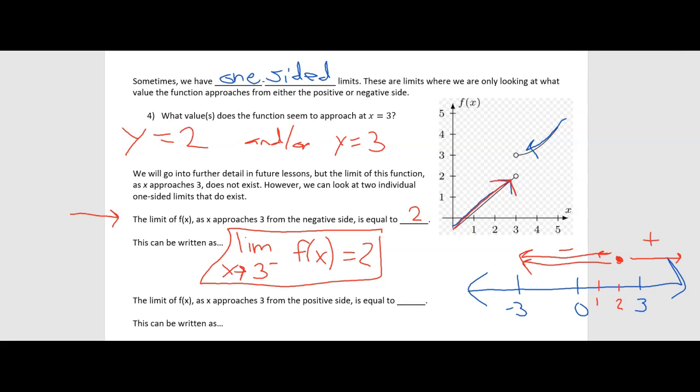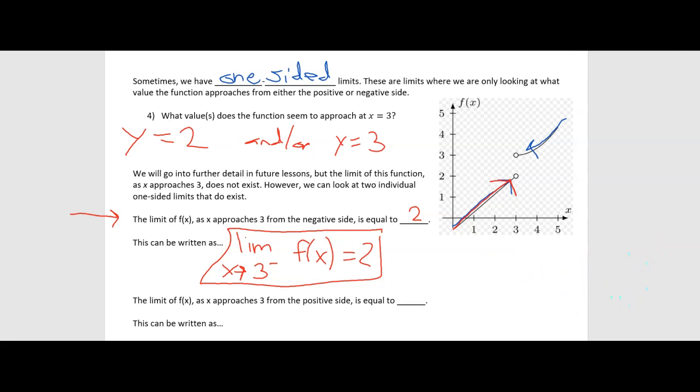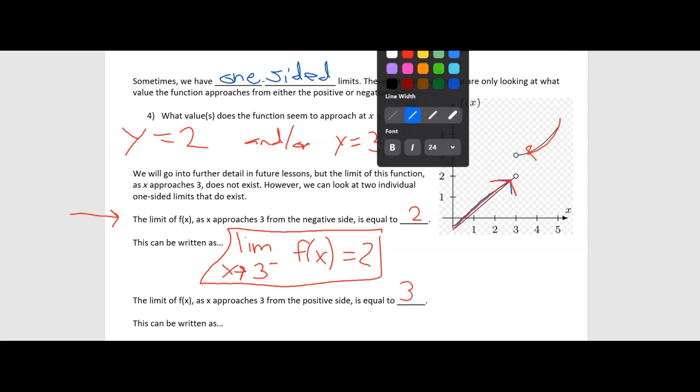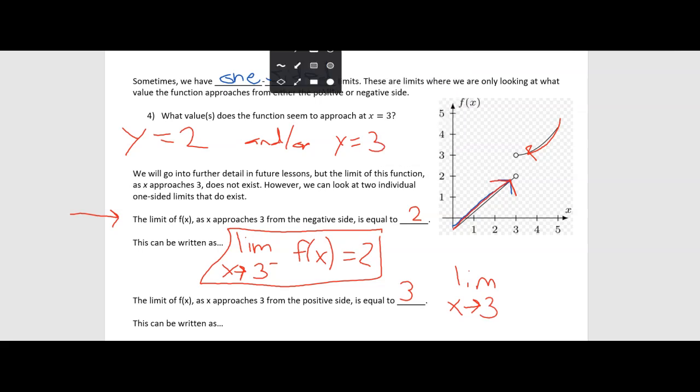Now, if we look at the other one-sided limit, the limit as we approach from the right-hand side or the positive side, well, let me get my pen out again, not my eraser. We are approaching 3. So we would say the limit as x approaches 3, but remember we are approaching from the positive side, so we're going to put a little plus up here of f of x is equal to 3.